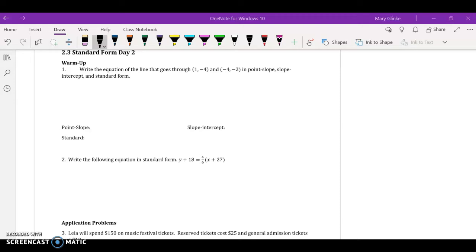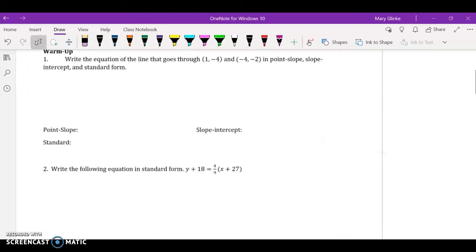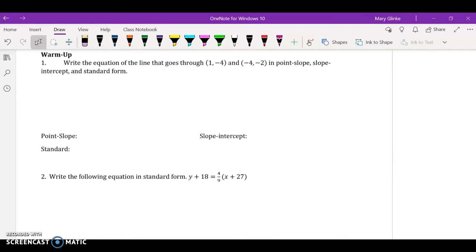Hello, today we're going to do another day of standard form when writing equations of lines. So we're going to start off with a couple of review problems just to make sure all of our other equations and everything is going well. If you haven't done so already, take a look at the warm-up, read through number 1 and 2, pause the video, and try it yourself real quick.